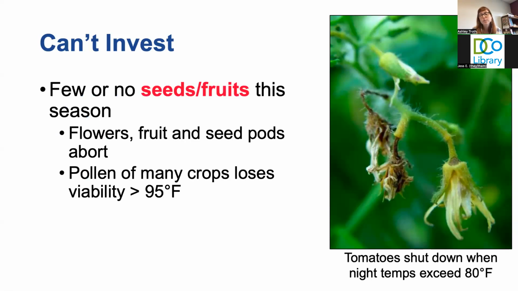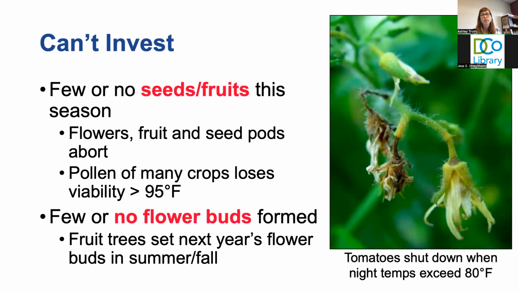Pollen of many crops loses viability over 95 degrees Fahrenheit, and that's for even just a couple hours. So on days where we might hit 100 degrees, any pollen that should have been pollinating your tomatoes, your peppers, anything else like that, it just dies. So, right, that crop of flowers is going to be lost and that crop of fruit is going to be lost. You have few or no flower buds formed because the plants simply don't have the energy for it.